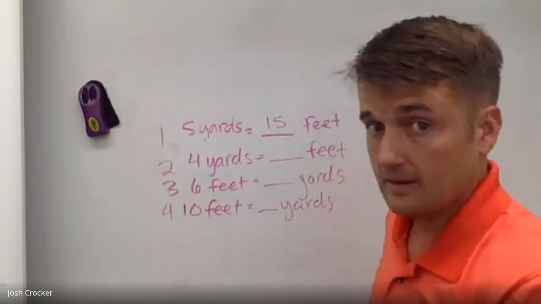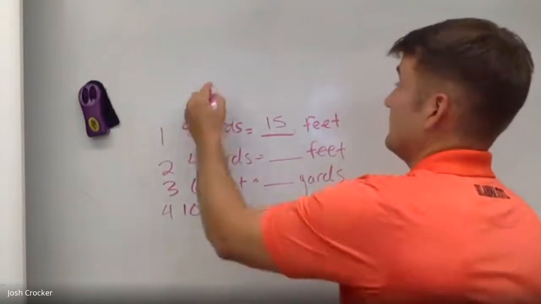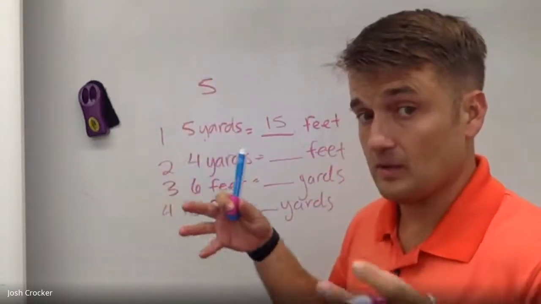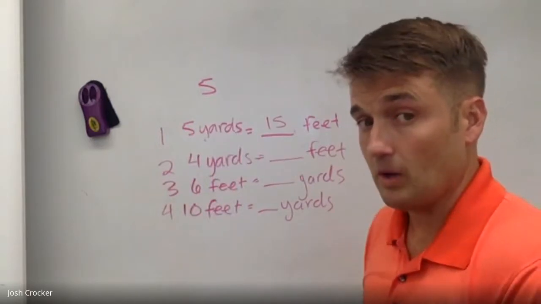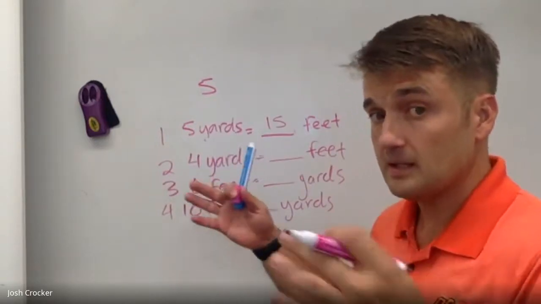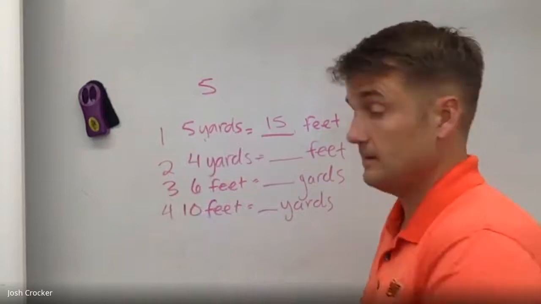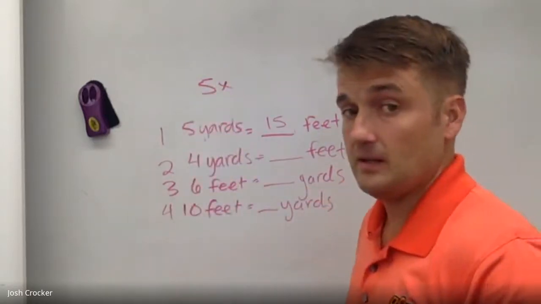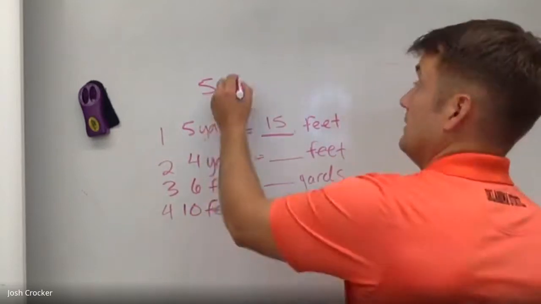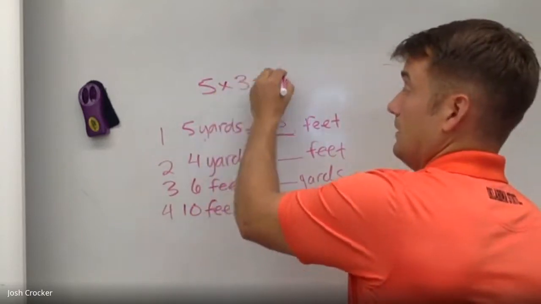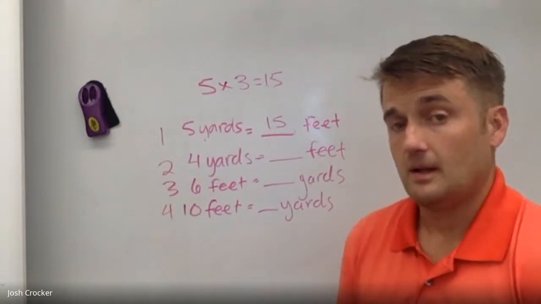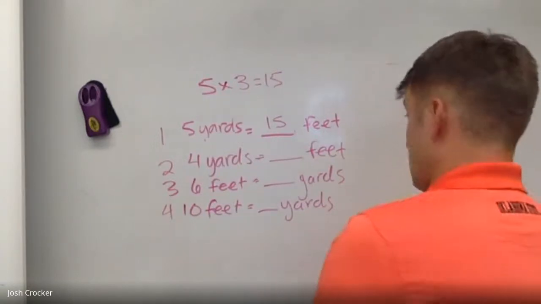Mathematically, if I have 5 yards, I'm taking something big and I'm breaking it into a smaller unit. Feet are smaller than yards. Big to small, multiply. What do I multiply by? How many feet are in a yard? 3. So 5 times 3 is 15. Okay, let's do another one.